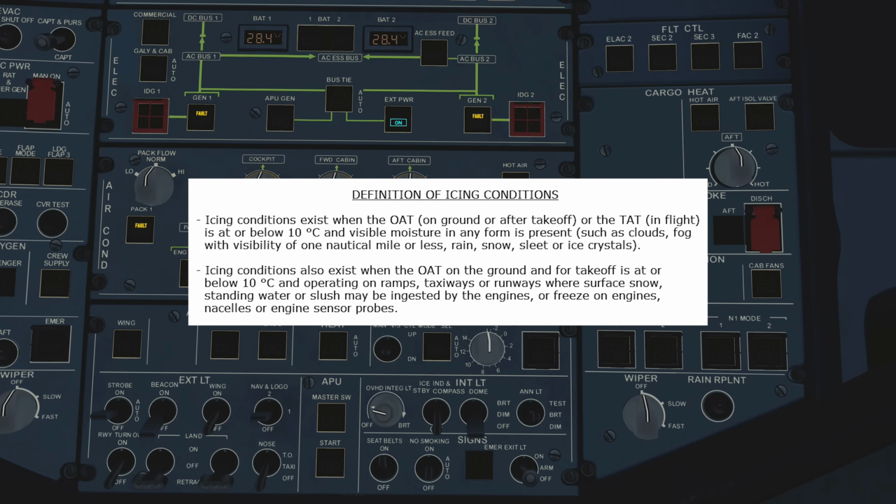Icing conditions exist when the outside air temperature on ground or after takeoff, or the total air temperature in flight, is at or below 10 degrees centigrade and visible moisture in any form is present, such as, for example, clouds, fog with the visibility of 1 nautical mile or less, rain, snow, sleet or ice crystals.